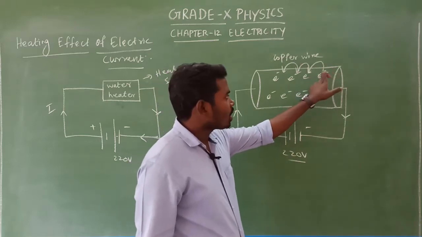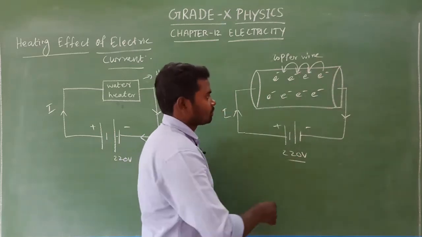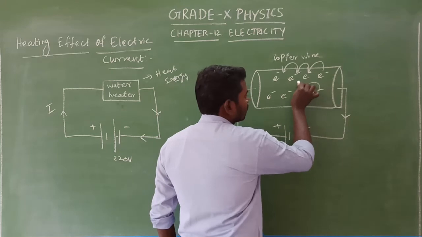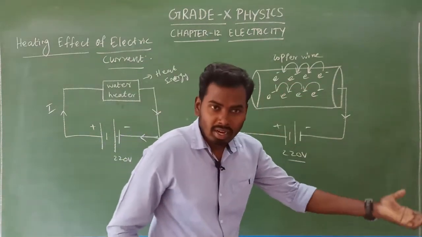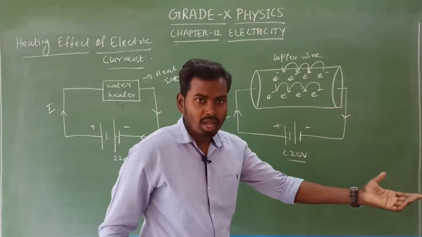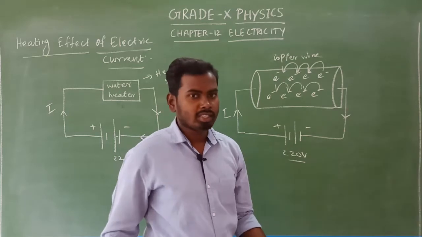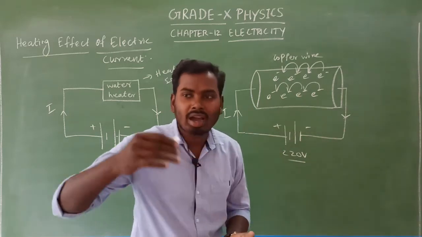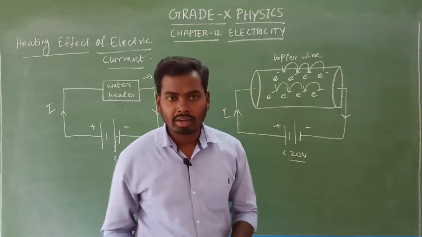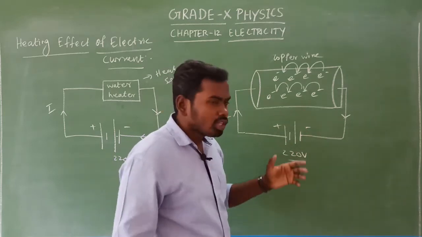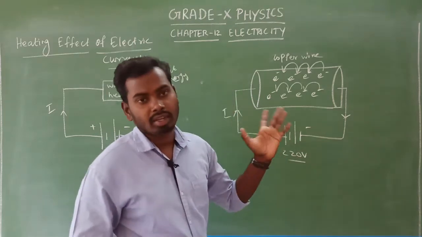When the electron starts to move from one atom to another atom, there will be collision. Am I right? Yes. So here the electrons will collide with other atoms' free electrons as well as other atoms' protons and neutrons, isn't it? This collision will happen continuously again and again. Is it clear? Yes. Due to this collision, there will be some amount of heat.